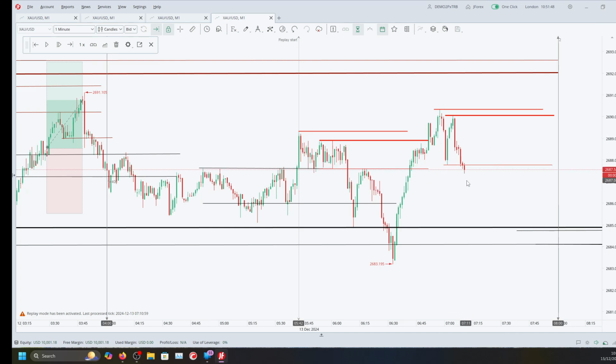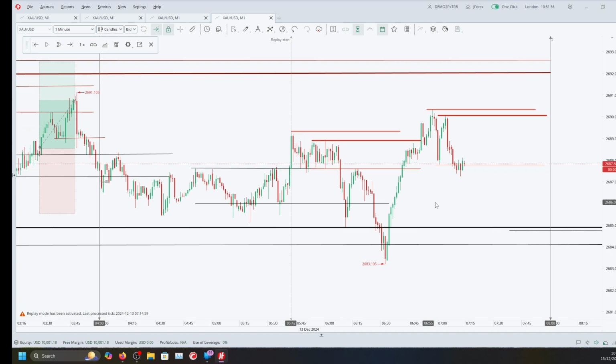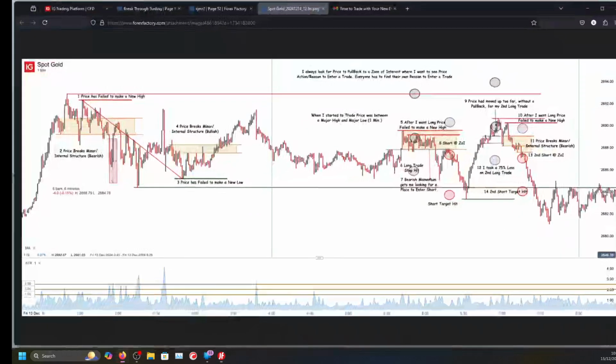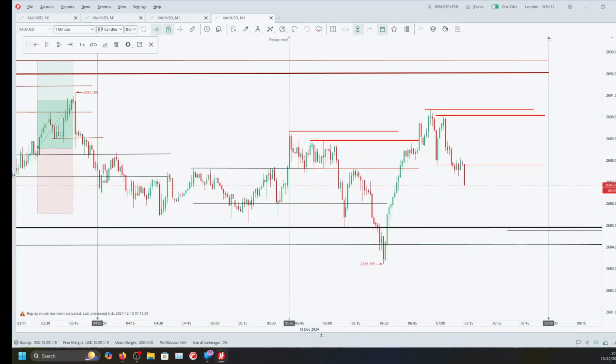So now we're getting price rejected, breaking structure to the low side. Now I'm out of this long trade. You see, once I saw this candle rejecting out of here, I'm now anticipating getting in short. So I'm definitely out of the long trade I was in.